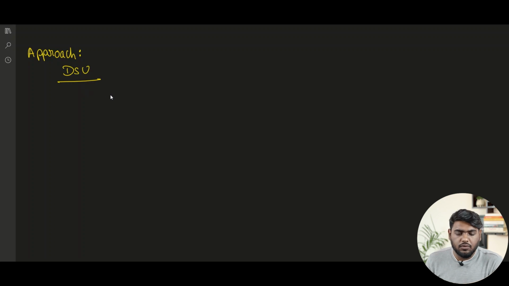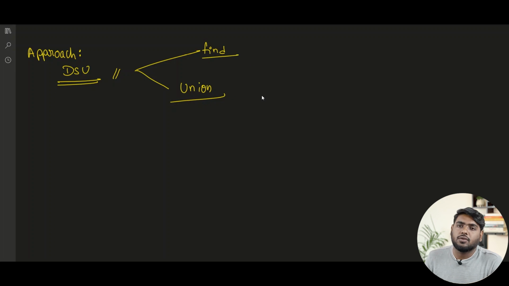DSU or disjoint set union, you can call it a data structure, or it is more similar to just like you have a stack and queues. It is not actually a data structure, but it is a concept. And once we use DSU in graphs, it makes many of the things very efficient. So first of all, in DSU there are two functions. First is find and second is your union. Correct. So what do we do in DSU actually?